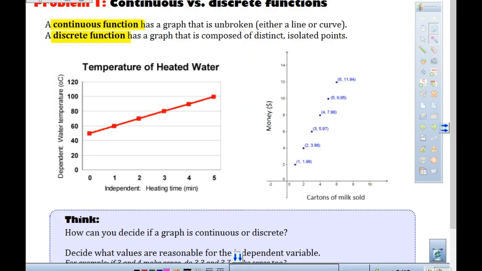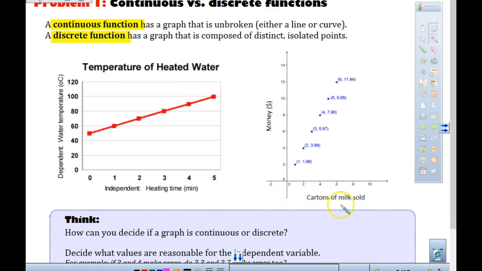So when we are looking at problems, we've been talking about this the last few days, continuous or discrete, okay? So as you look down at that next part, it says a continuous function is a graph that is unbroken, either a line or a curve. Discrete is a graph that's composed of distinct, isolated points.